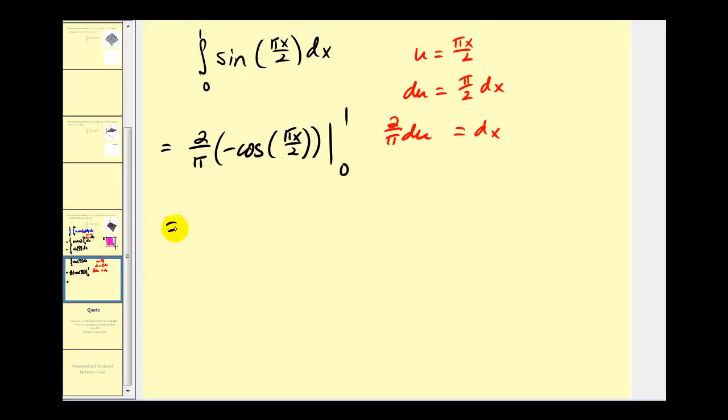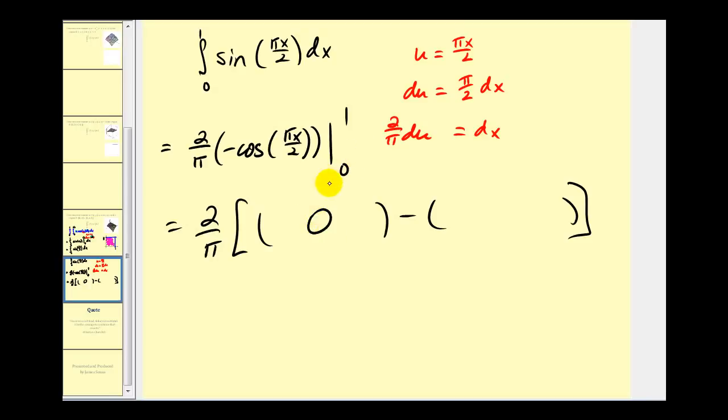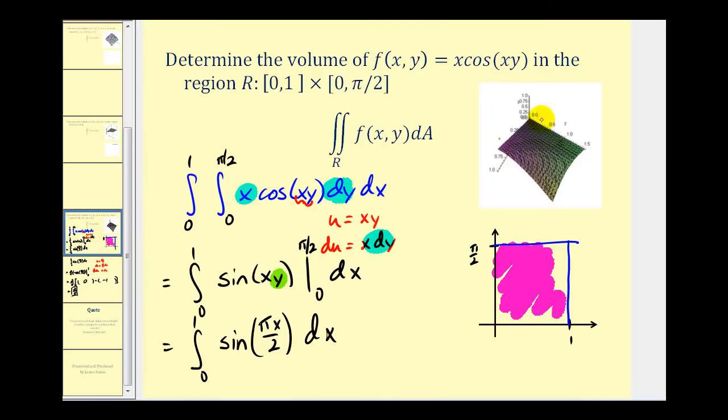Let's see what this gives us. When x is equal to 1, we have negative cosine of pi over 2. Well, cosine pi over 2 is 0. And then the cosine of 0 would be 1, but notice we have a negative sign there, so it's negative 1. So we end up having pi over 2 times positive 1, which is just pi over 2. So this would be the volume under this surface over this region in the xy plane. That'll do it for this video.